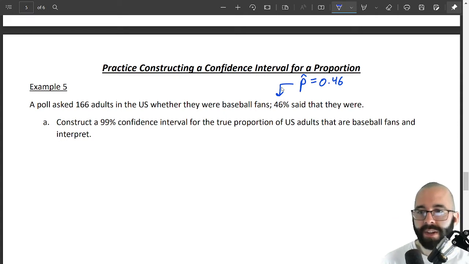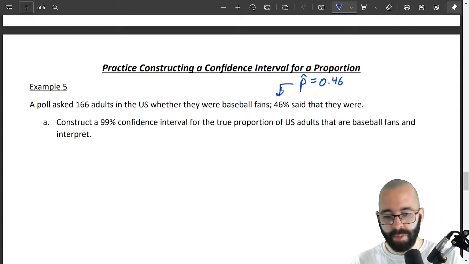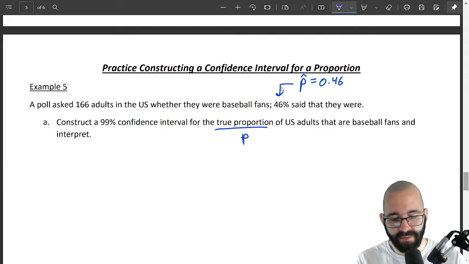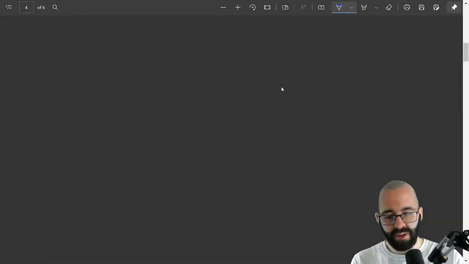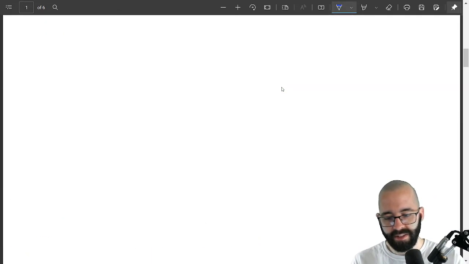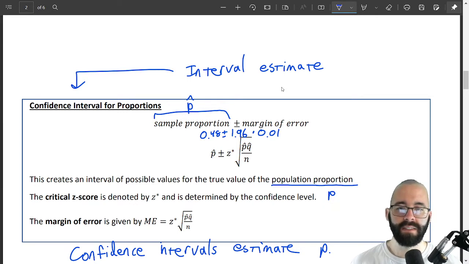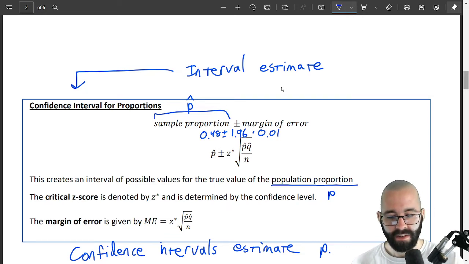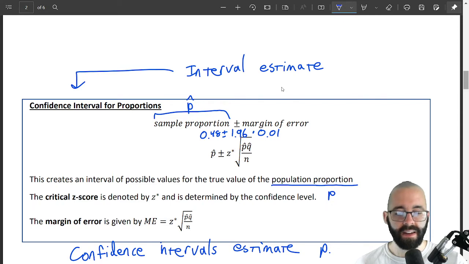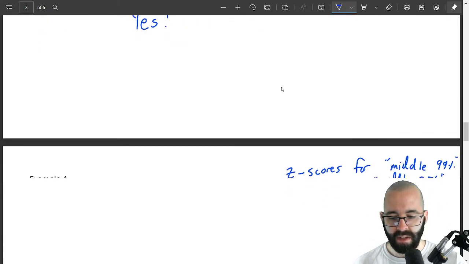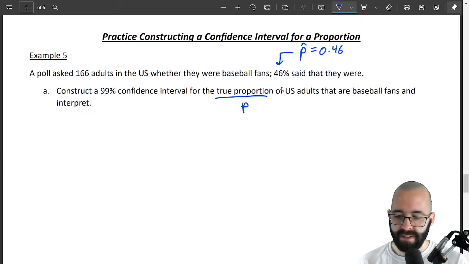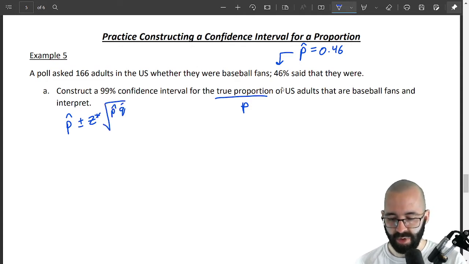Construct a 99% confidence interval for the true proportion of US adults that are baseball fans and interpret this. So let's say we forget, hypothetically, we scroll up and figure out how to find a confidence interval. It's p hat plus or minus z star, the critical z-score, times the standard error. All this is sampling distributions. What is the middle 99% of this sampling distribution? All right, so we're going to copy that down. Confidence interval is going to be p hat plus or minus z star times the standard error, which we will approximate with this formula.